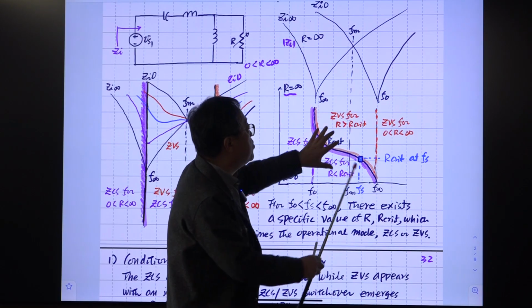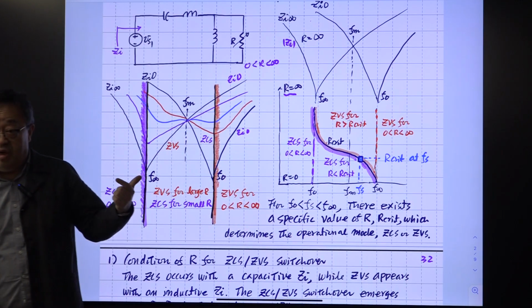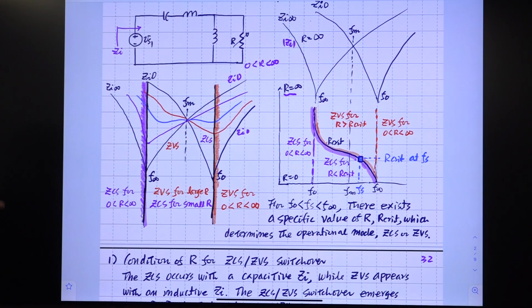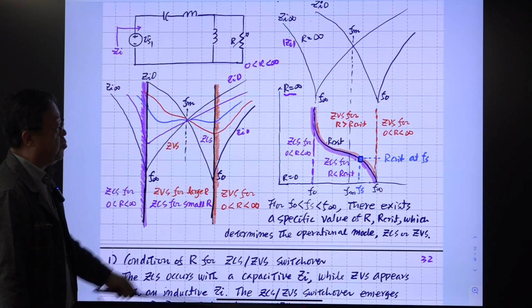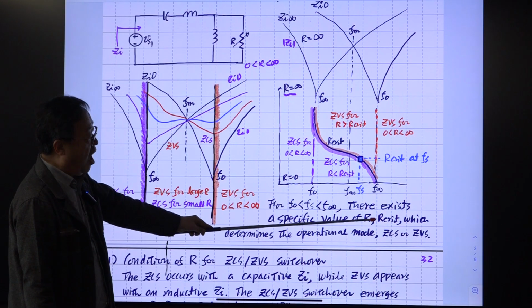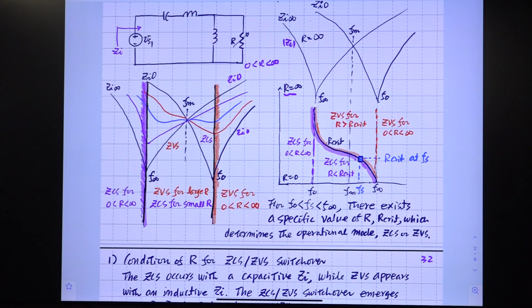But in between, this will be crossed over the borderline. Okay? Switch over from the GCS and the GBS. Your switch will be destroyed abruptly. That is the problem. So for this frequency range, there exists a specific value of the R. We call it R critical, which determines the operational mode of your converter, GBS and GCS.